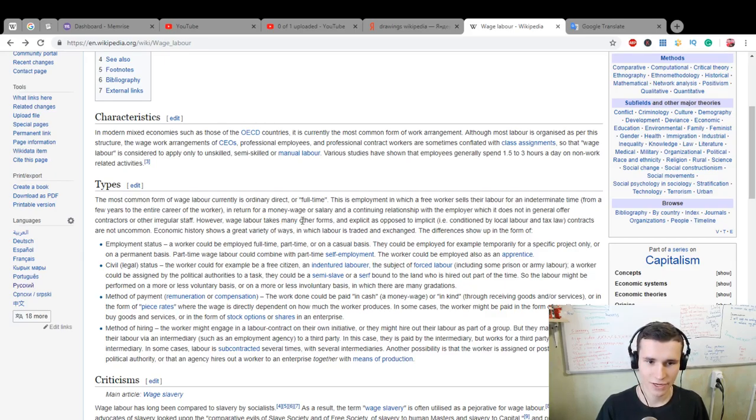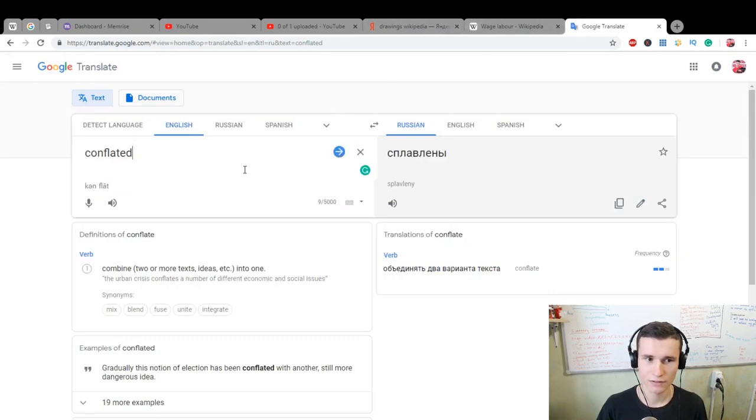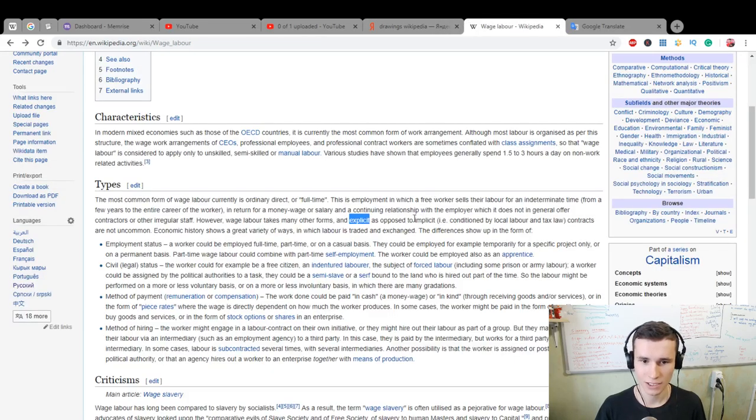However, wage labor takes many other forms. Explicit as opposed to implicit. Implicit, for example, conditioned by local labor and tax law. Contracts are not uncommon. Economic history shows a great variety of ways in which labor is traded and exchanged. The differences show up in the form of employment status.